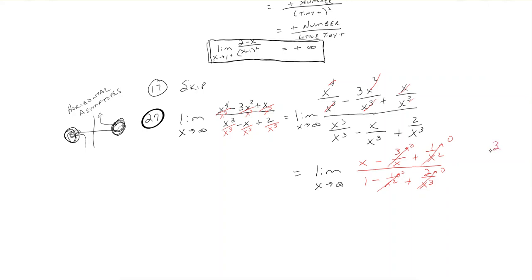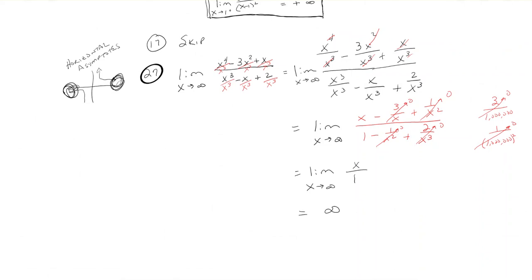Because if you have, let's say we're going to use 1,000,000, 3 over 1,000,000 is close to 0. 1 over 1,000,000 squared is even closer to 0, right? Okay, so that's what we're doing here. So this leaves me the limit as x goes to infinity of x over 1. You with me? So what happens when you substitute infinity in there? You have infinity over 1, which is infinity. So the limit as x goes to infinity of (x^4 - 3x^2 + x) over (x^3 - x + 2) is infinity.